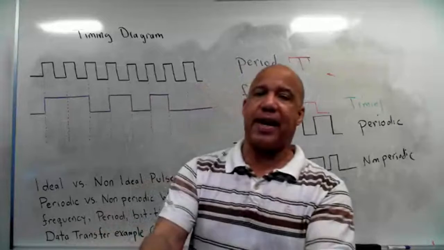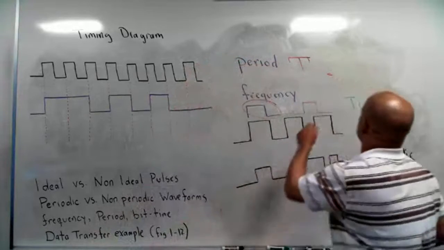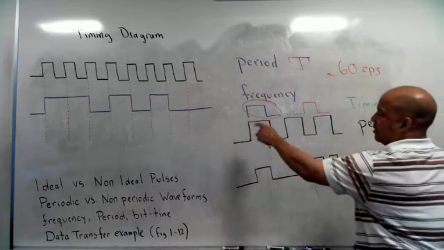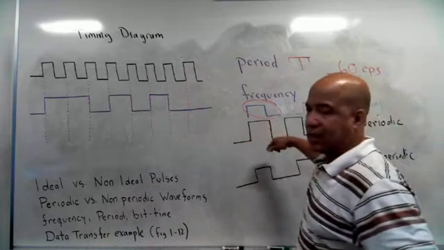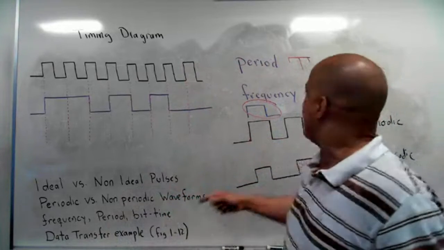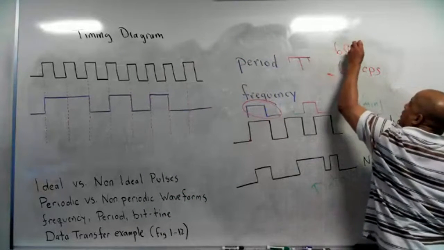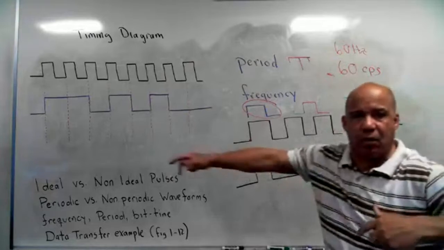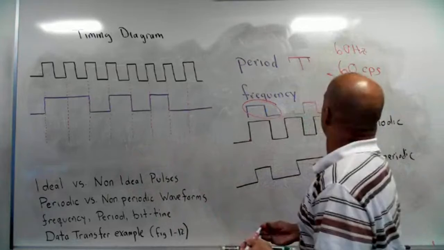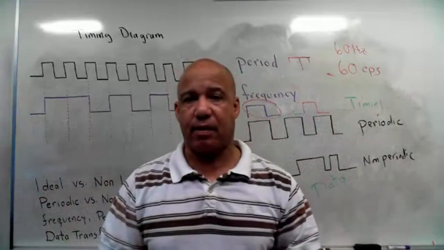Well, you know the wall outlet in your house, the electricity that comes out of the wall, the AC is 60 hertz. It's 60 cycles per second. Now, in that kind of electrical situation, we're not dealing with square waves, we're dealing with sine waves, but the idea of frequency and period is still the same. If I have 60 cycles per second, or 60 hertz, that means I have 60 of those repeating things go by a certain point in a second. So the frequency is how many things happen inside a time span of 1 second.